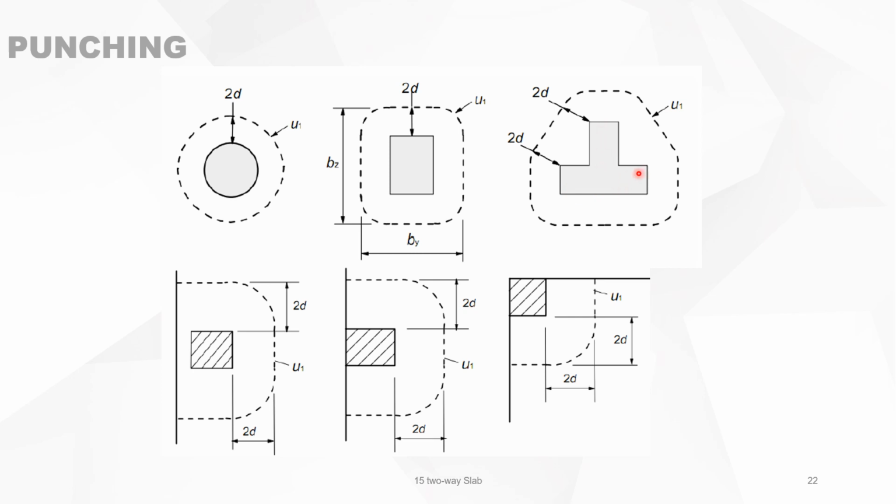A more complicated column shape, always the same principle. You take a distance of 2d and you draw the lines at the distance of 2d. There you have the quarter of a circle, here too, distance of 2d, you stop there, distance of 2d, and then you take the tangent line, and then you arrive at that. So this is the critical circumference at a distance of 2d. This is for an edge column, this is also for an edge column, and this is for a corner column. It's obvious.